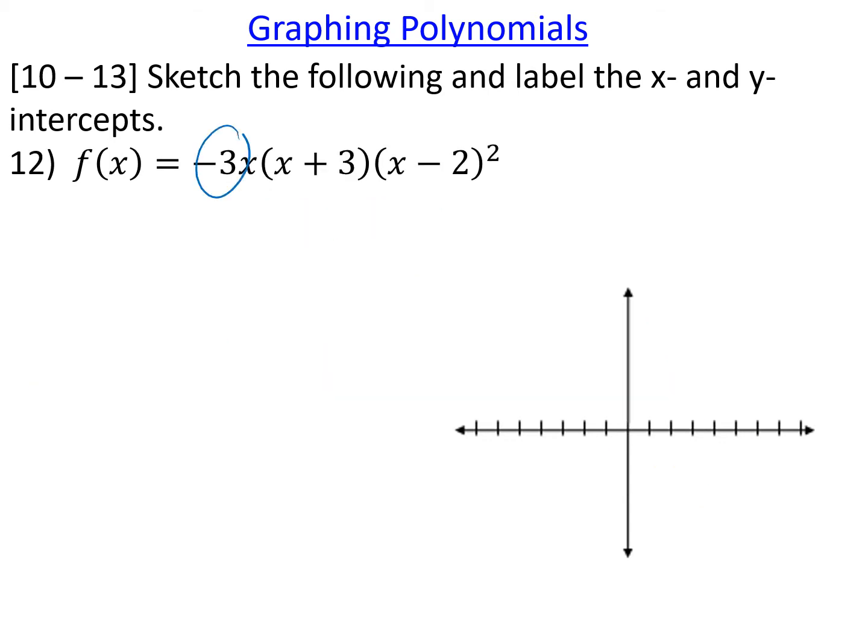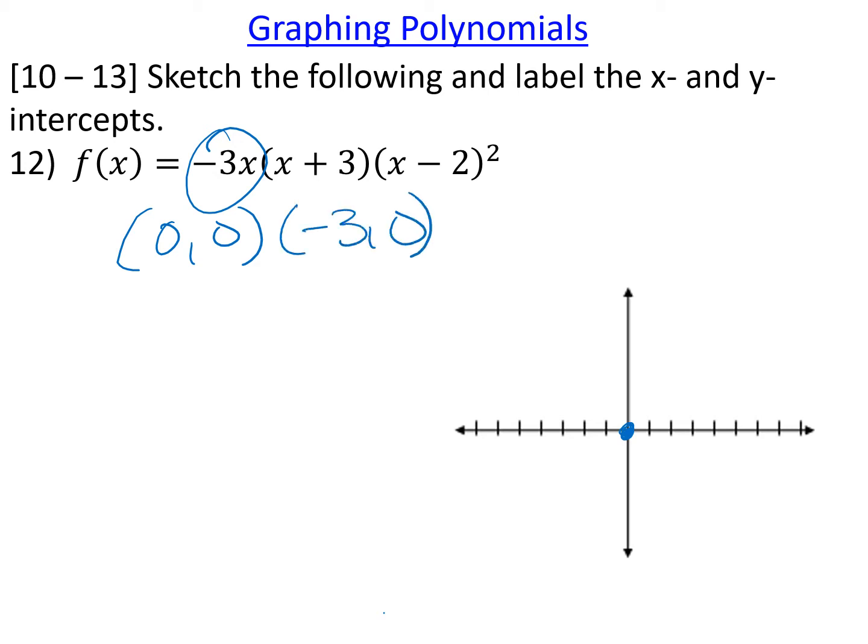This is the factor that students tend to forget, this x one here. So we don't want to forget that one. My x-intercept there is (0, 0). It's going to go through because there's no bounce, or there's no square. (-3, 0) is also going to go through, but this 2 is going to have a bounce because of the square.